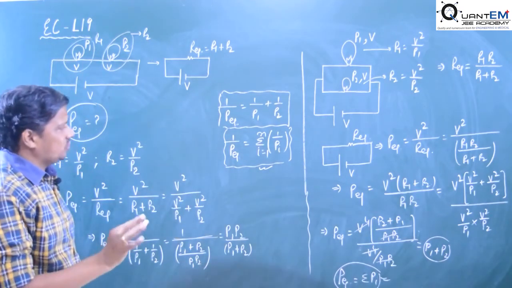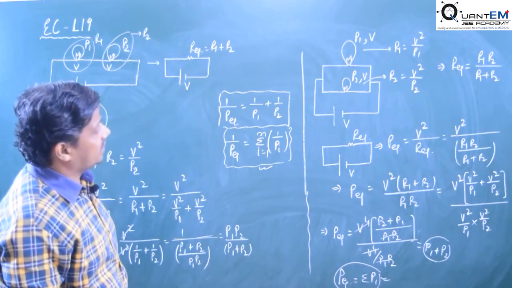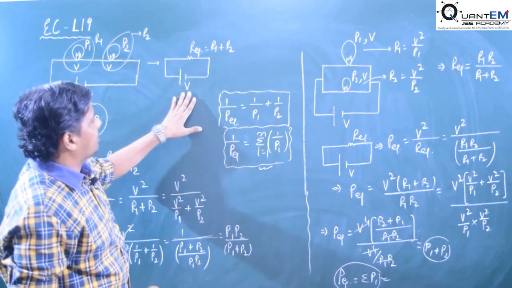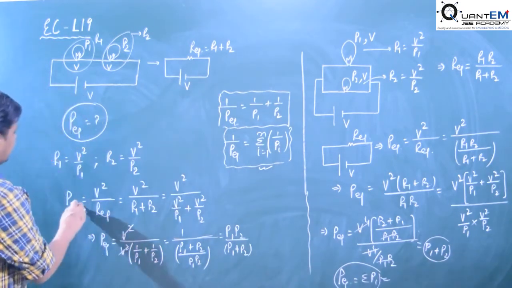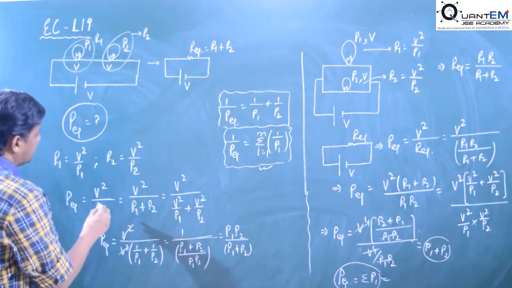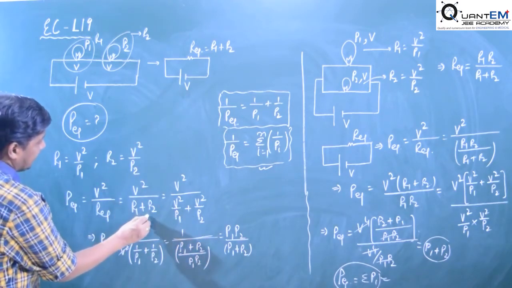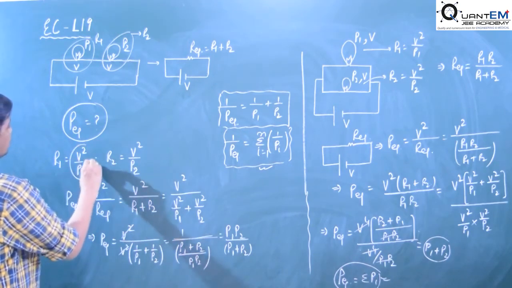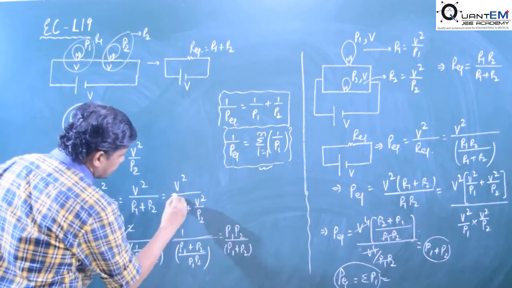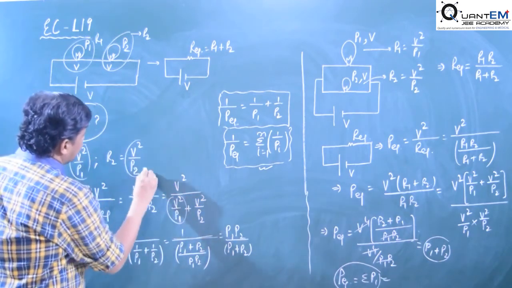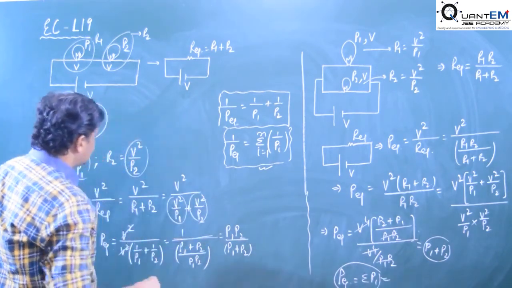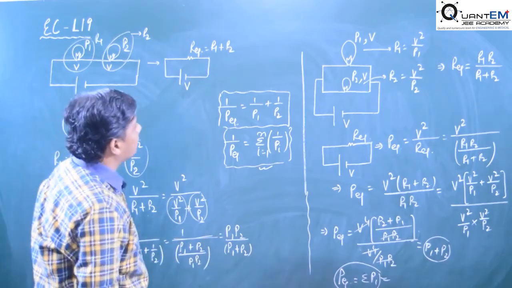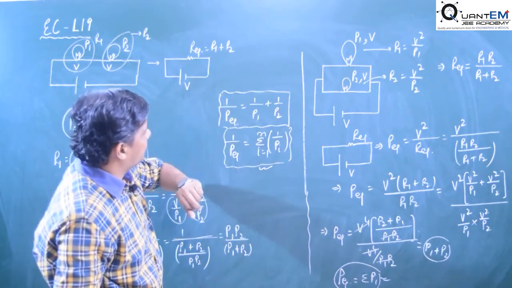Okay, so directly you may use the formula, but I am doing a derivation here. So R equivalent for this circuit is R1 plus R2, and supply is V. So P equivalent, we will have supply power V square by R equivalent, that is V square by R1 plus R2. Now in place of R1 we have to write V square by P1, and in place of R2 we have to write V square by P2. Okay, now putting the values and solving, we get this result. That means 1 by P equivalent is 1 by P1 plus 1 by P2.